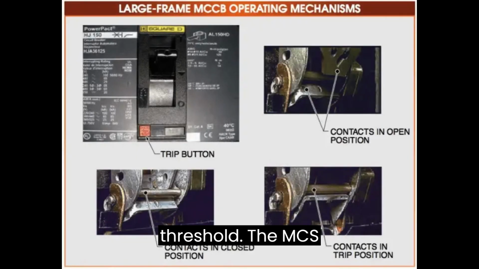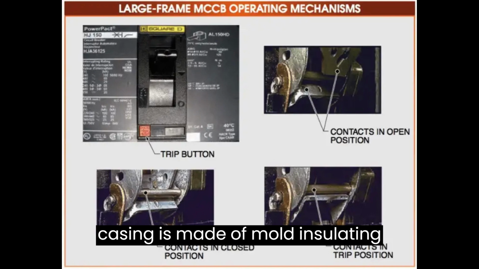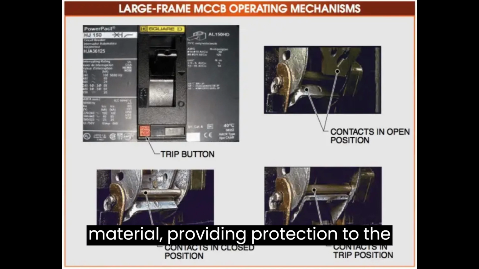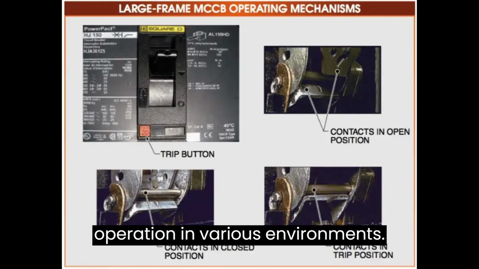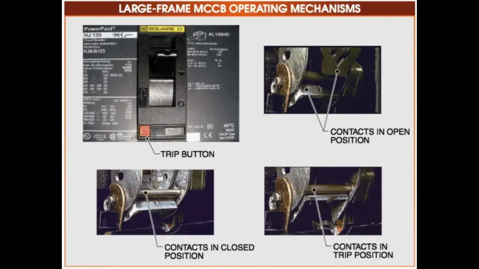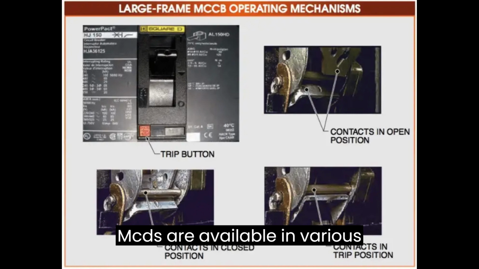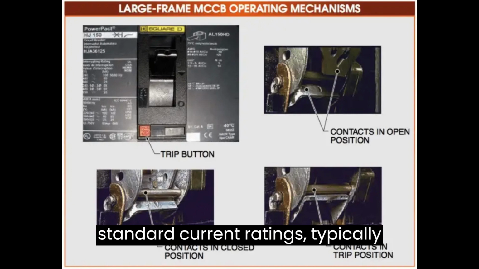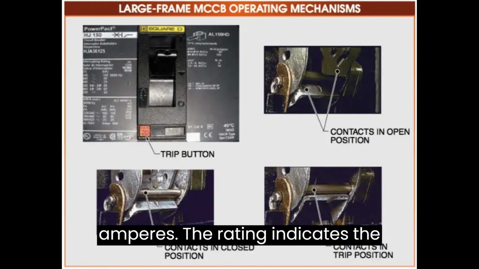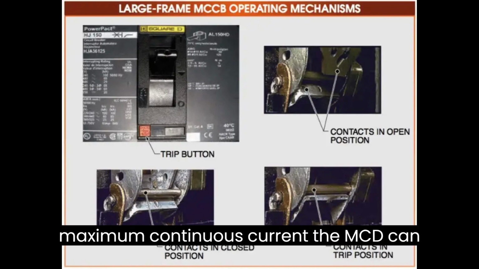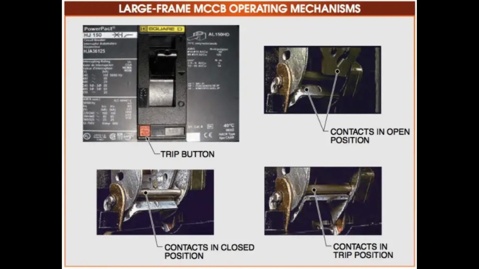The MCCB's casing is made of mold insulating material, providing protection to the internal components and ensuring safe operation in various environments. MCCBs are available in various standard current ratings, typically ranging from 10A to several thousand amperes. The rating indicates the maximum continuous current the MCCB can carry without tripping.